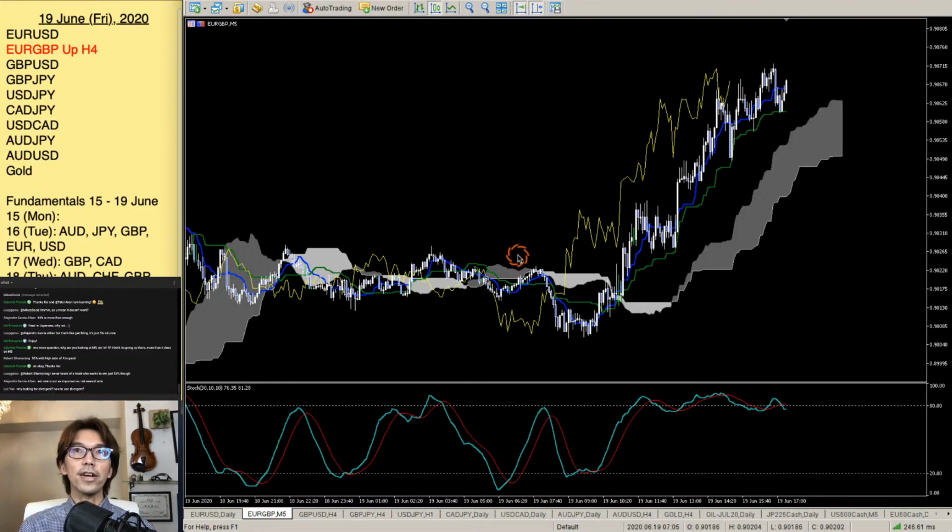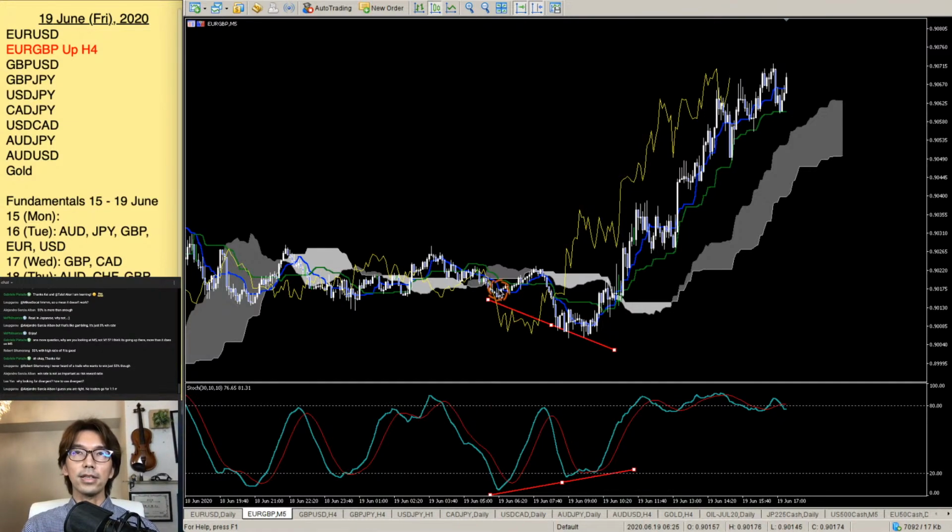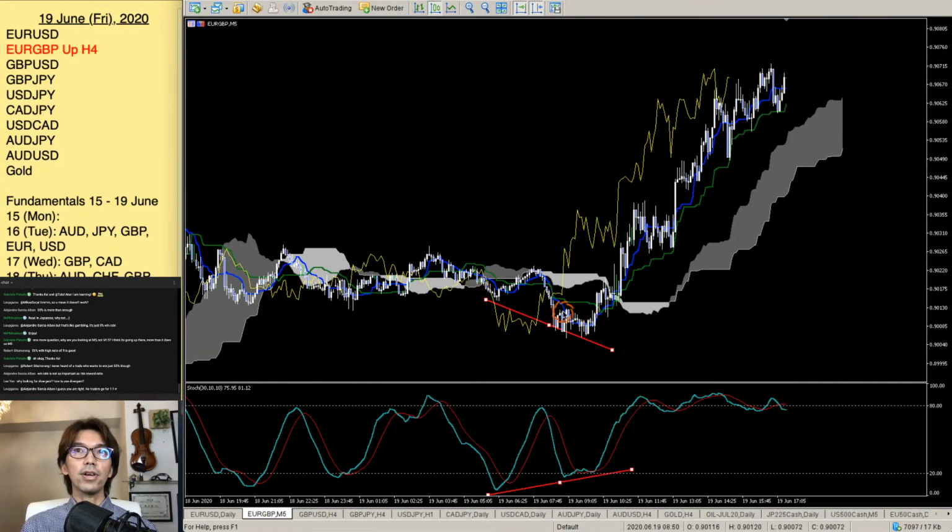So where you can find this divergence is clearly right here. If you look at the lows of the candles, they're getting lower. But if you look at the stochastics at that time, the lows are getting higher. And this is what we call divergence, because the lows are getting higher in the stochastics. So that means that this is going backwards, right?